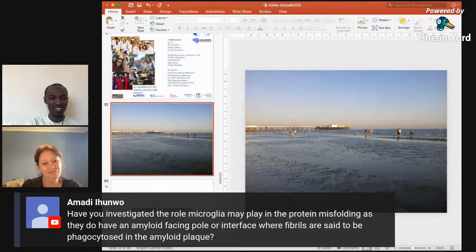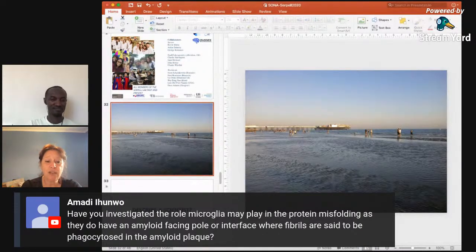So the next question is actually from my boss as well. He's the Secretary General of the Society of Neuroscientists of Africa, Professor Amadi. He said, have you investigated the role microglia may play in the protein misfolding, as they do have an amyloid-facing pole or interactive surface where fibrils are said to be phagocytosized in the amyloid plaque? Yes, that's a really interesting question.